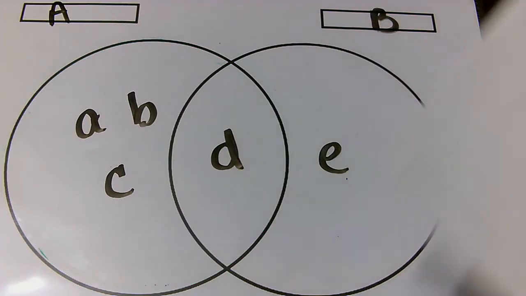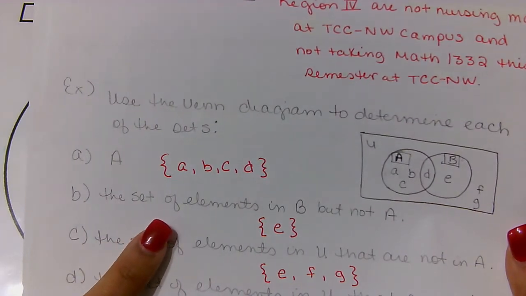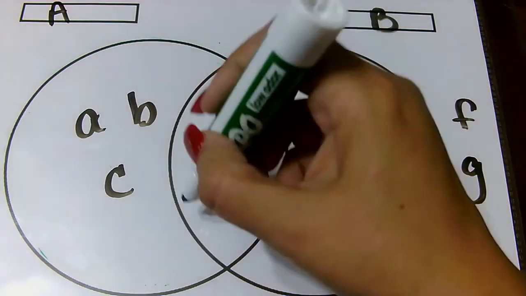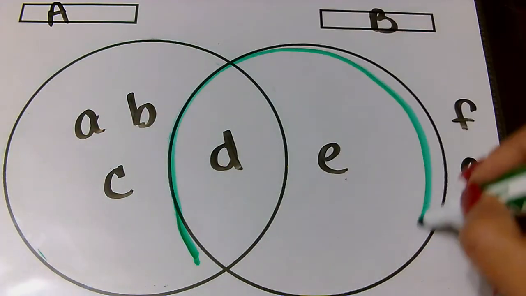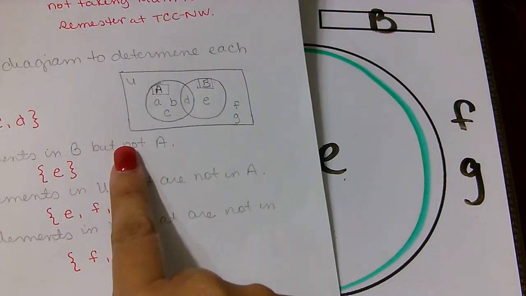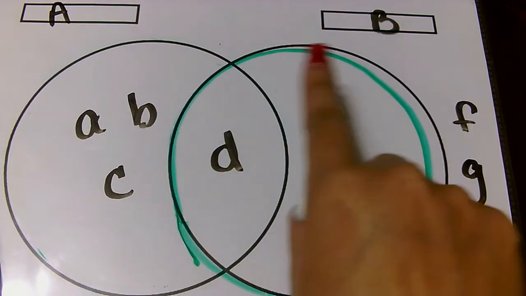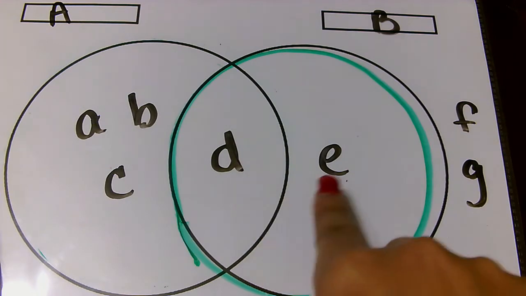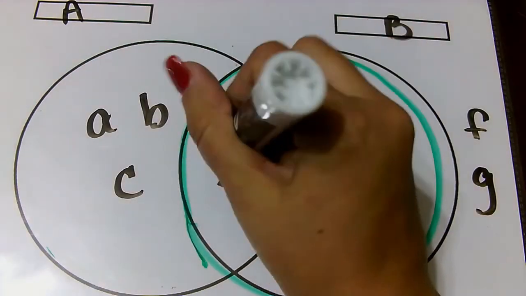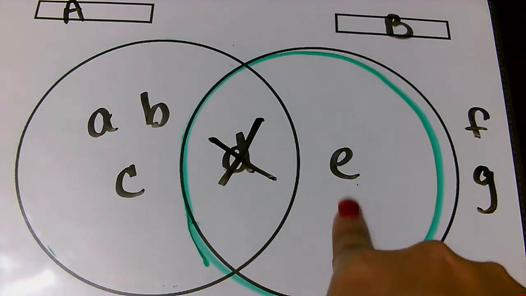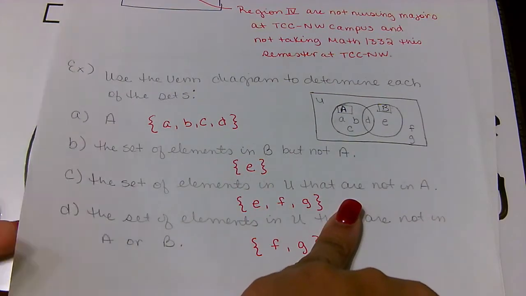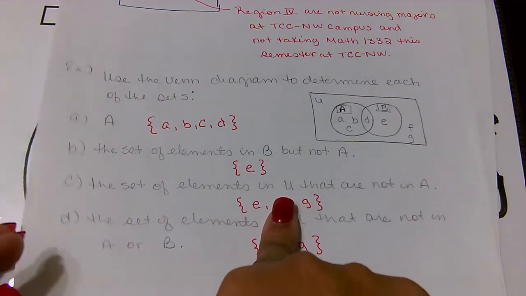Part B says the set of elements in B, but not A. So what I'm going to do first is I want the elements in B. So I'm going to go ahead and start with my circle, everything in B. But then I go on and say, but not A. So I'm going to look at everything that's circled and ask, is anything in here in A? A is this circle. This is in A. Remember, we don't want A. So I'm going to cross this out, and the only thing left is going to be E, which is what I have here.